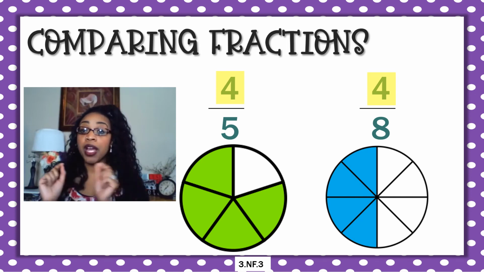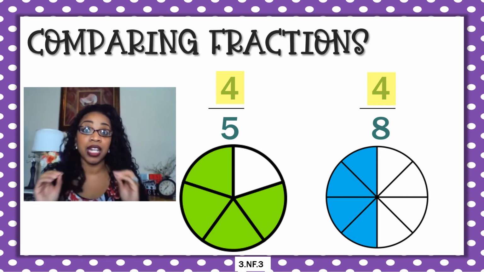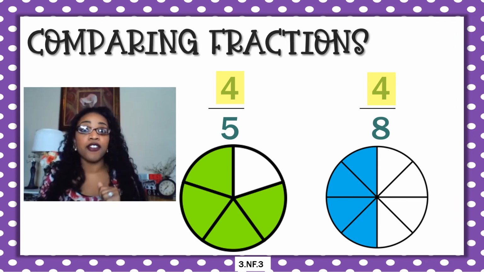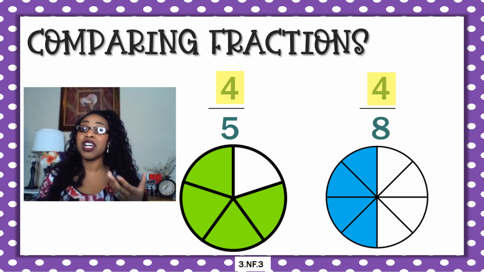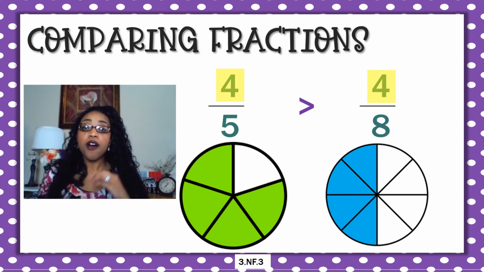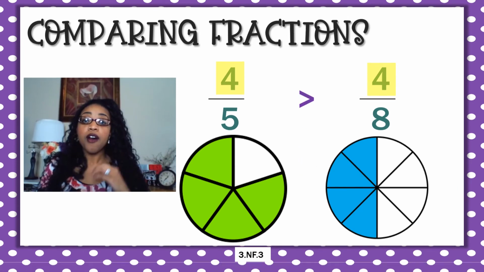Well, when the numerators are the same but the denominators are different, the number with the smallest denominator is actually the biggest. Look, check it out for yourself. In those 2 circles, I can visually see that 4/5 has more of that circle shaded than 4/8. So 4/5 is actually closer to being one whole than 4/8 was. So 4/5 is greater than 4/8.